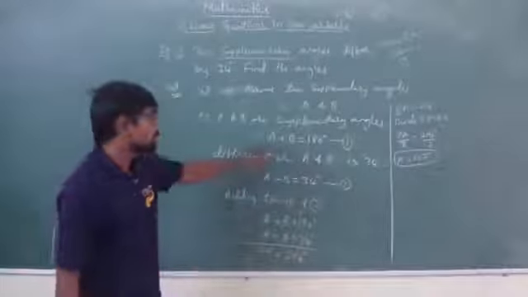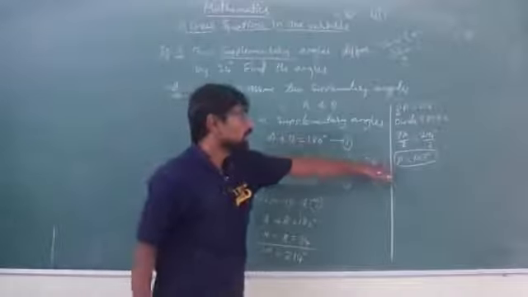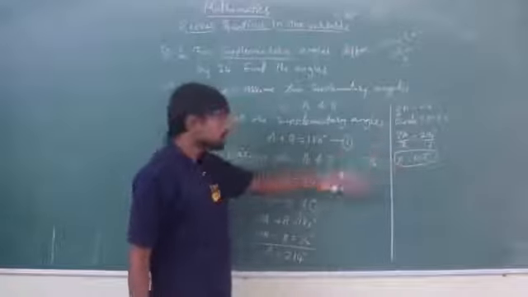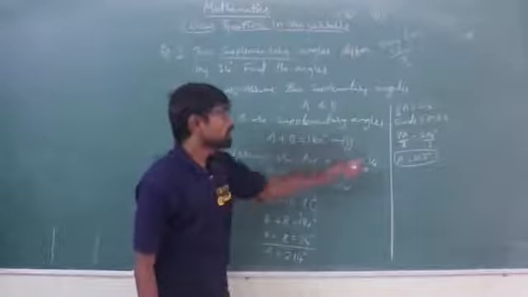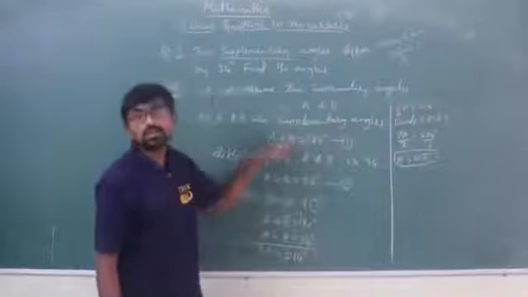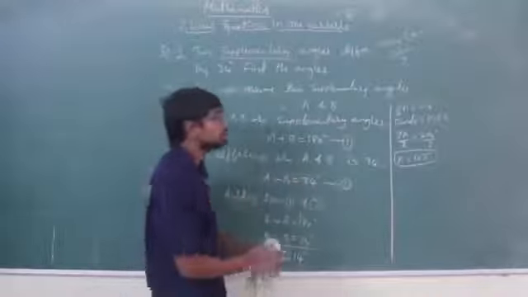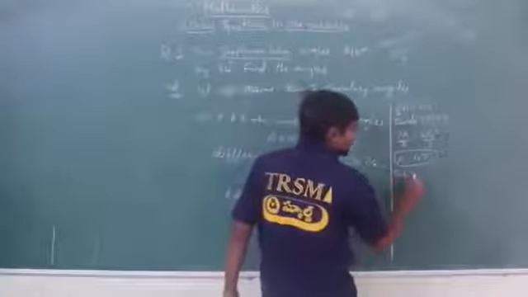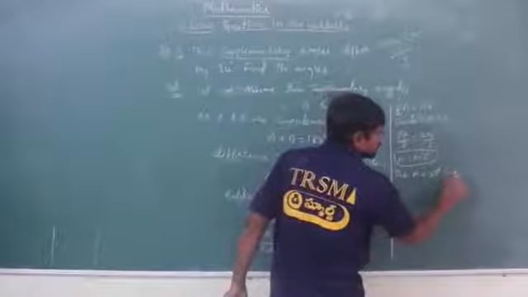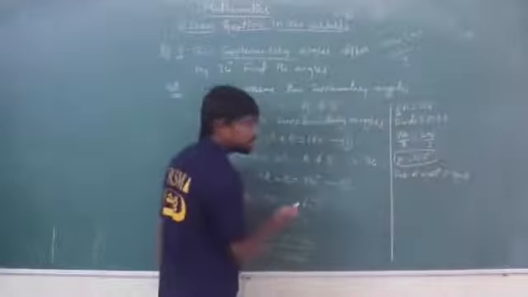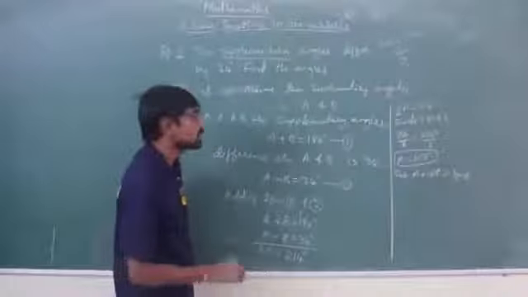For finding the value of B, I will substitute the A value that I have got. I want to find the B value. How can I find it? In the place of A, if I substitute 107, then I can easily get the B value, isn't it? So substitute A is equal to 107 degrees in equation number 1. Either you can substitute in equation number 2, you will get the same answer.